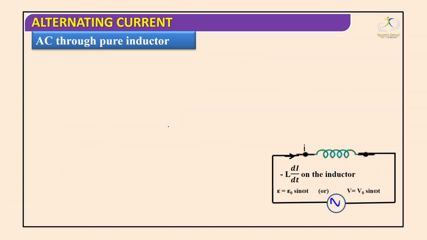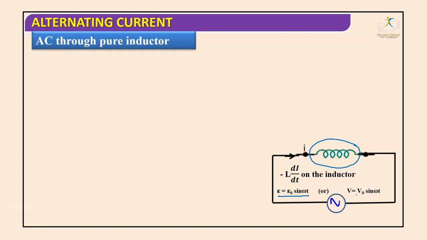Similarly, we have AC through a pure inductor. As you can see in this diagram, in the circuit there will be no resistor or any other term. There will be only an inductor. A single inductor will be inserted over there. We know that the value of the EMF, that is minus L dI by dt, will be equal to 0.